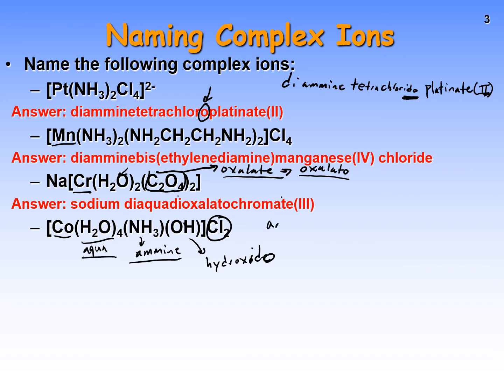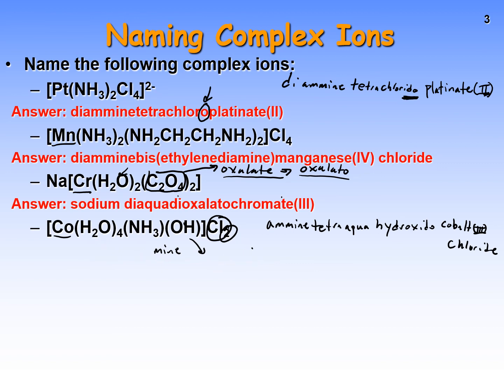So we got one amine, so we just write amine. And then we have 4 aquas, so tetraaqua. And now we have hydroxido. And then we write cobalt. And we got to figure out what its charge is, right? Both the water and the ammonia are neutral, but the hydroxide is a -1 charge. We have 2 Cl's here attached to it, which means the overall charge has to be +2. So this is going to be 3+. And then the last bit here is just chloride to add on the end as the counterion. And that is our name for this complex ion.